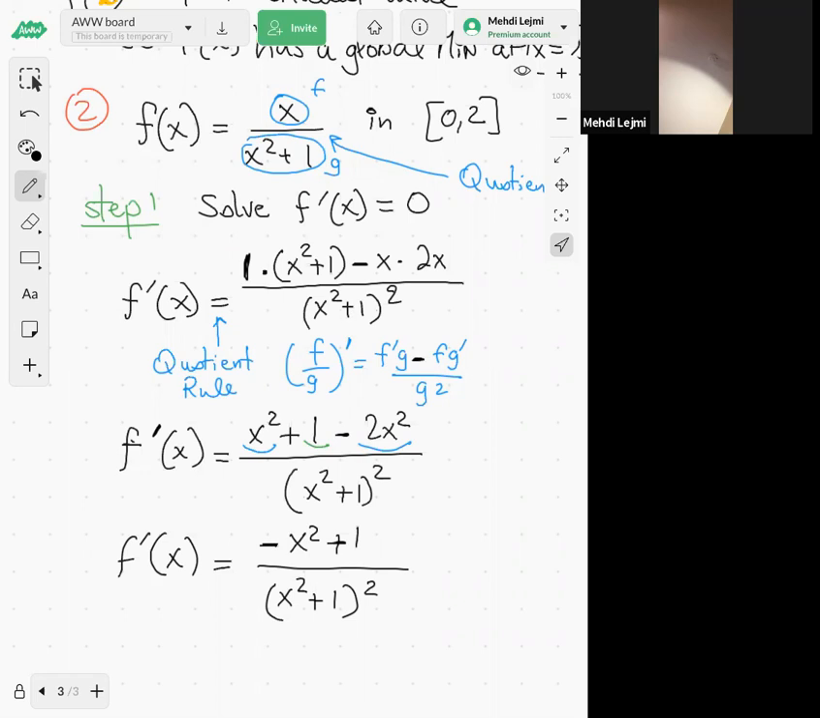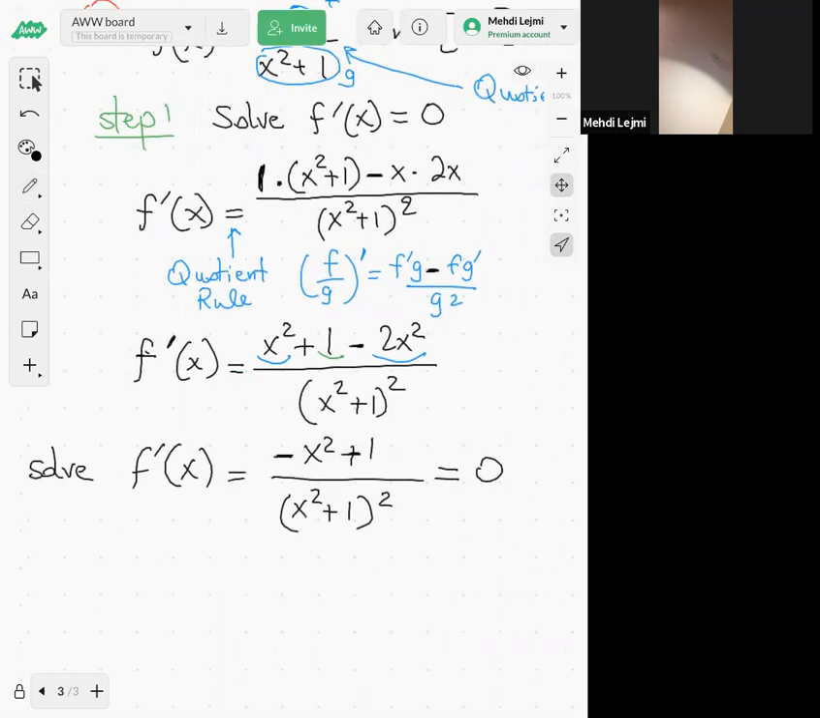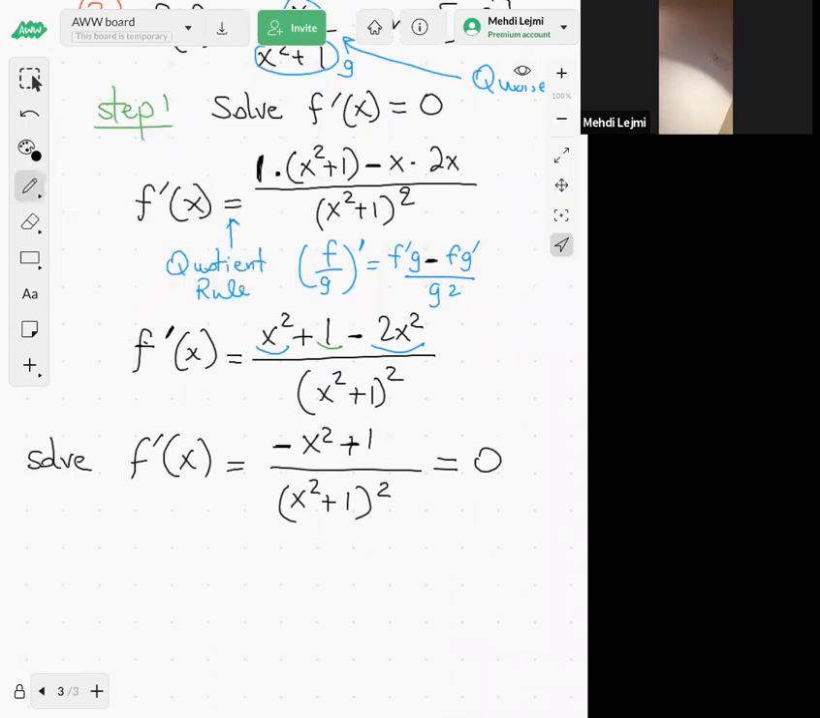All right, so I want to solve f prime of x equal to 0. This is a quotient, and whenever a quotient or fraction is equal to 0, it means the top is 0. Because if the numerator is 0, 0 over any non-zero number is just 0, so the whole thing is 0. So I have to solve minus x squared plus 1 equal to 0.